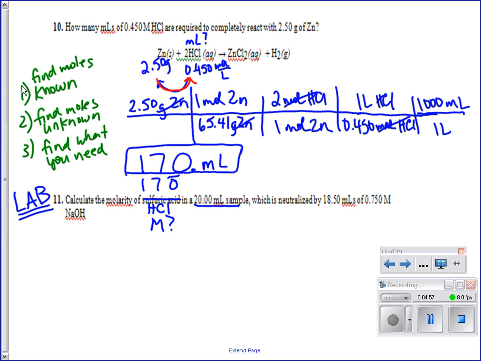In order to do anything, what do you think we need first? A balanced equation, okay? So we're mixing sodium hydroxide, which is our known, with HCl, and what are our two products?